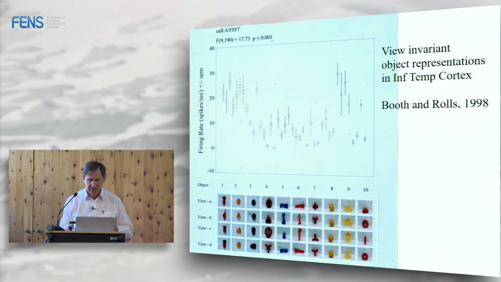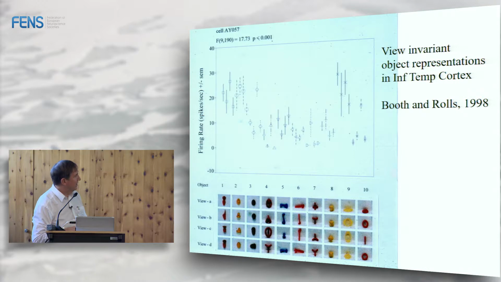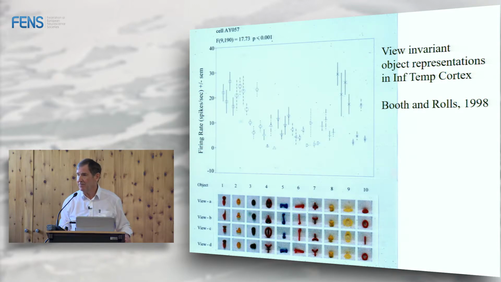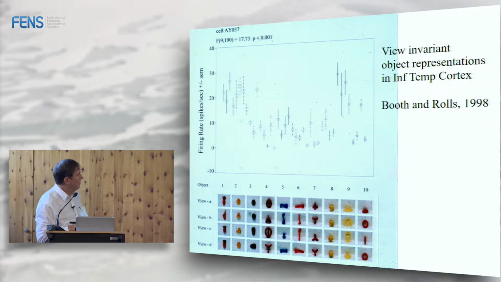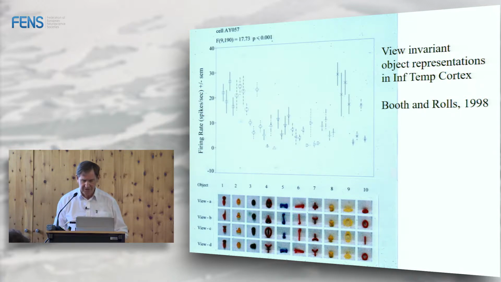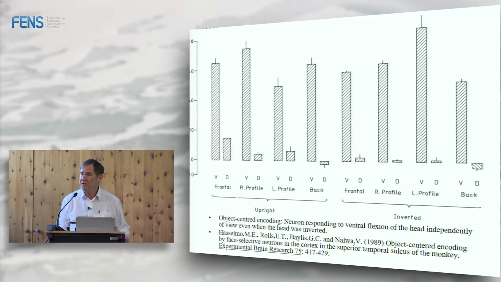So some of them are transform invariant, and we showed exactly the same for objects. So the monkey lived with this bunch of objects in his home cage for a bit, so he could learn to recognize them from different views. And then we showed in the experiment, when recording from a single neuron, all these views of an object and all of the objects, and the neurons distinguish. So here's one object with a high firing rate, another object with a lower firing rate, another object with a lower firing rate. So this is true for objects and faces.